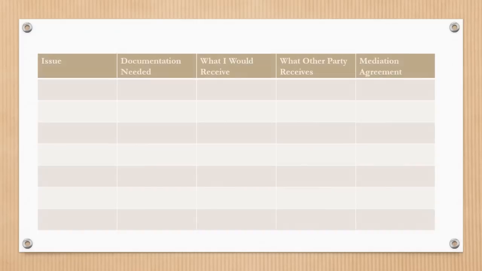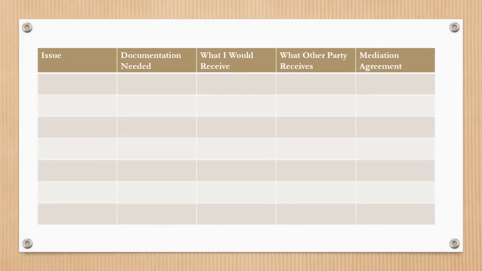Your list might look something like this in table format. In one column, you can list all of the issues that you would like covered at mediation. Then you can start to think about what documentation you might need for this particular issue. Then think about what you should receive and what the other party should receive if it were to be a great outcome for you. Then maybe leave some space on the side so that you can track at mediation what the final agreement was and to ensure that you covered this topic at mediation.